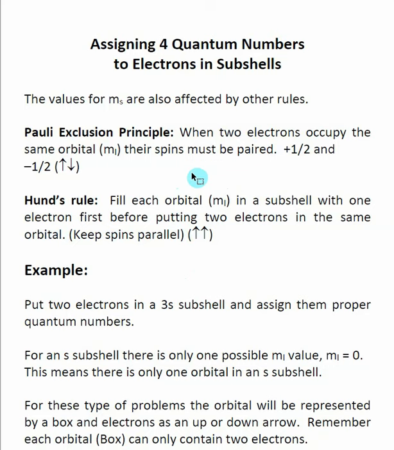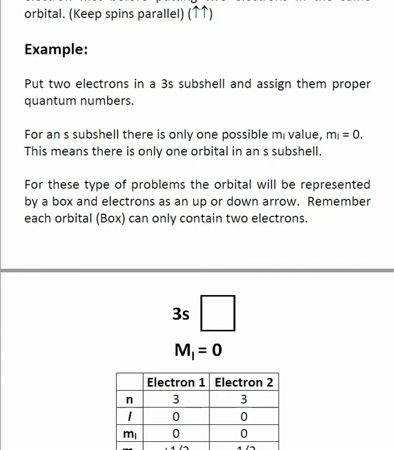Also, Hund's rule says that when I do this, these single electrons need to have the same spin, or what's called spin parallel. So all of these electrons need to have the same spin before I can start spin pairing them in the same m sub l. So let's look at an example.